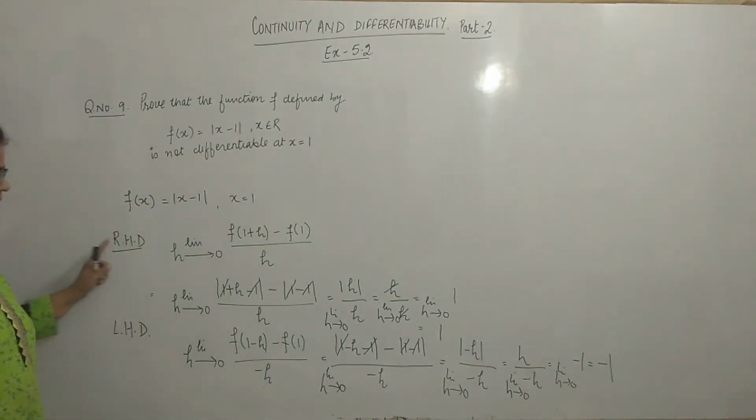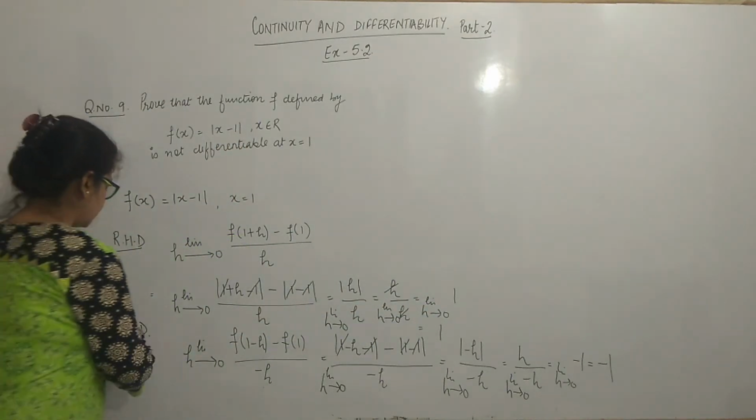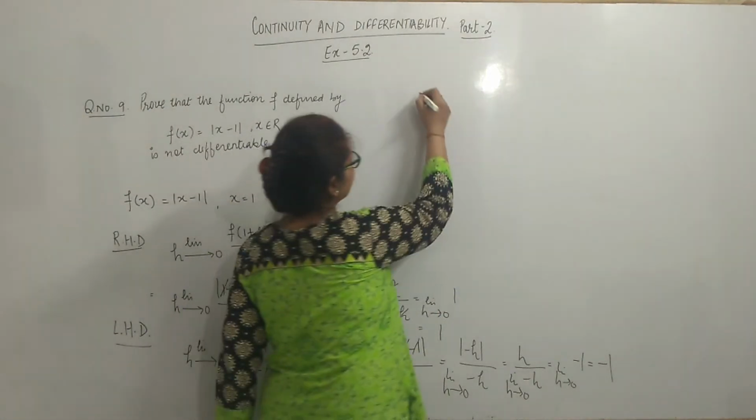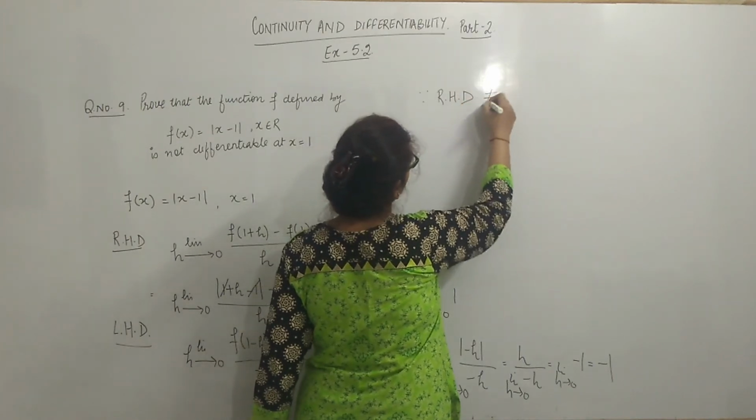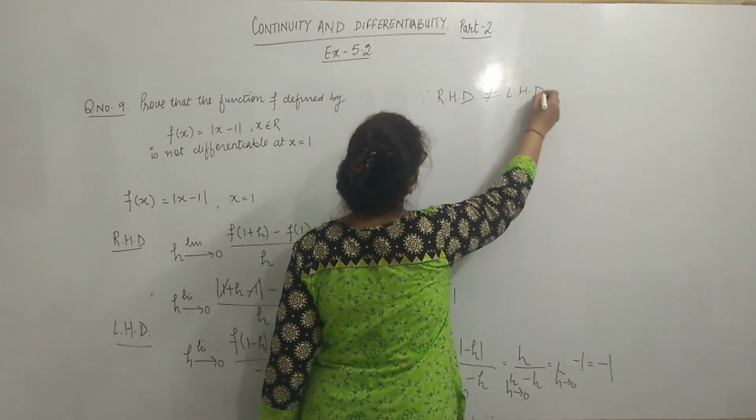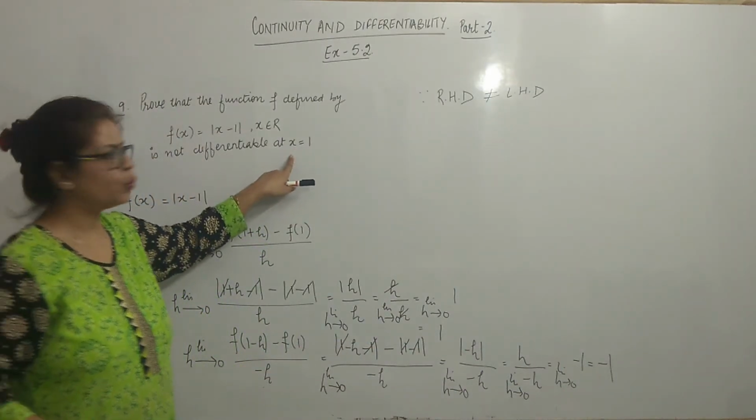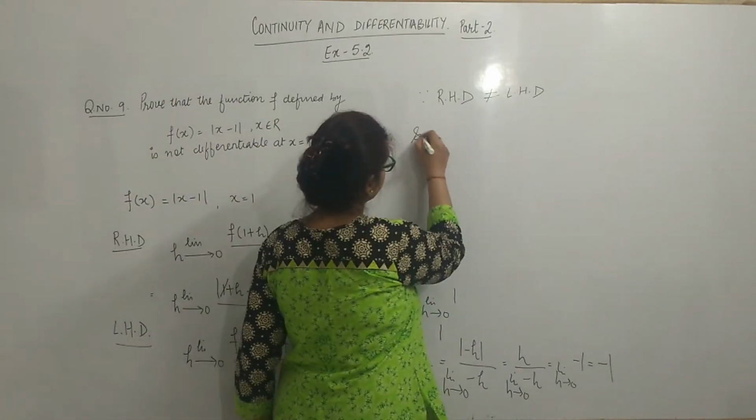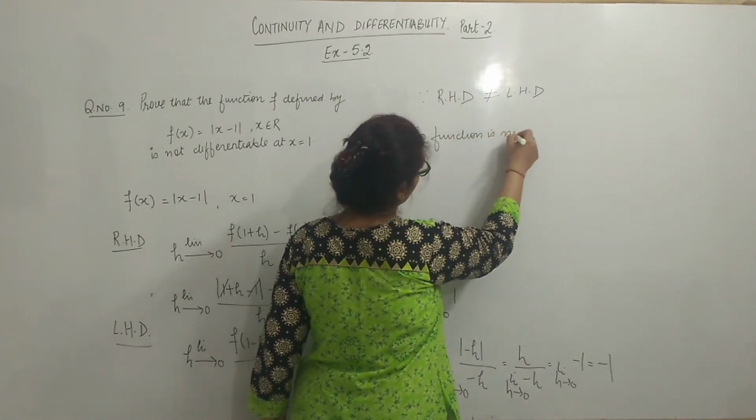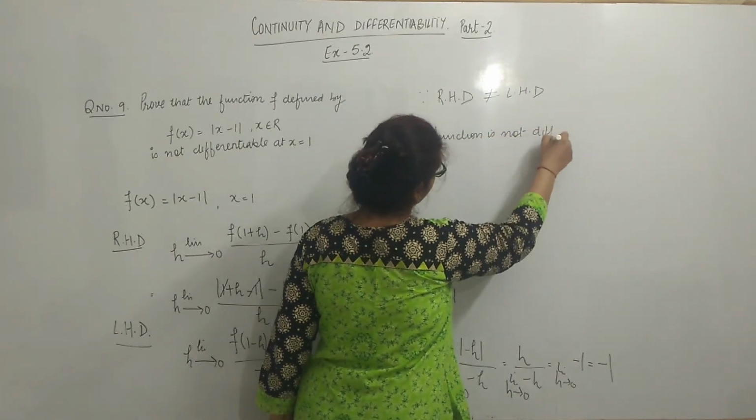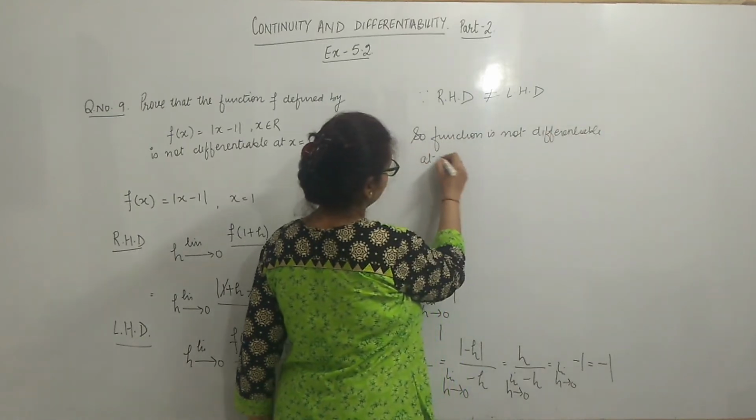You see, right hand derivative is 1 and left hand derivative is minus 1. Since right hand derivative is not equal to left hand derivative at the given point x is equal to 1, the function is not differentiable at x is equal to 1.